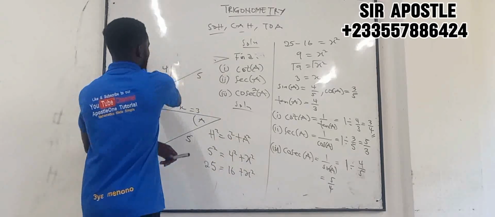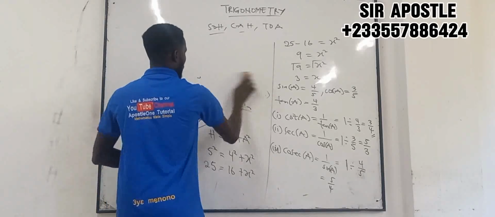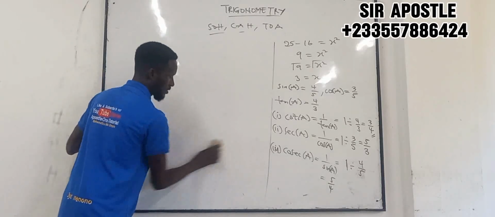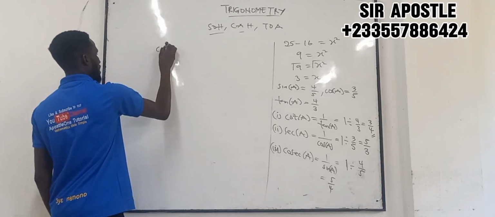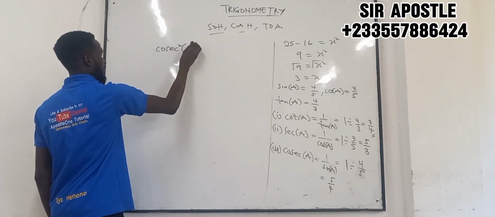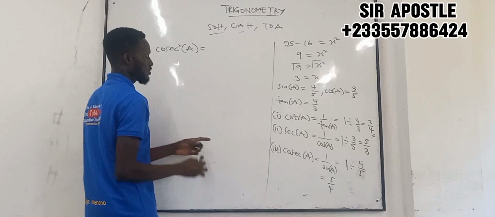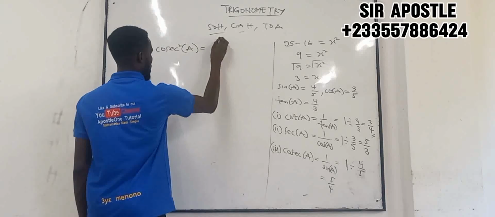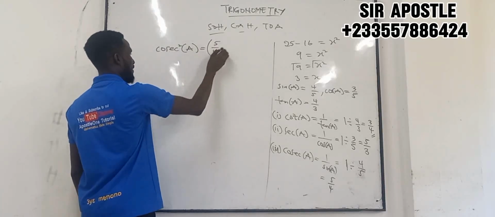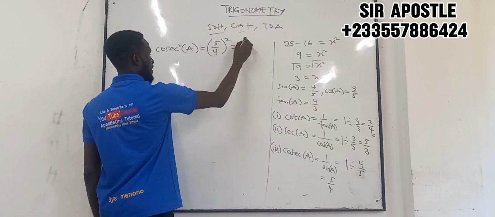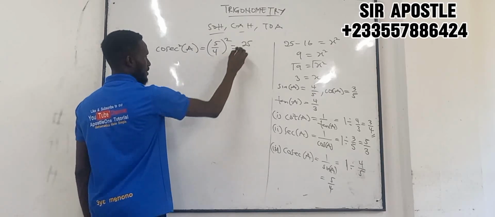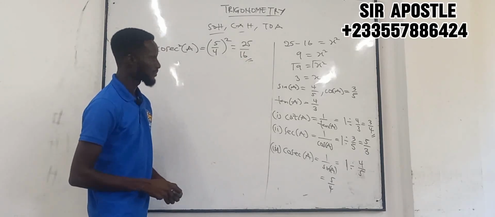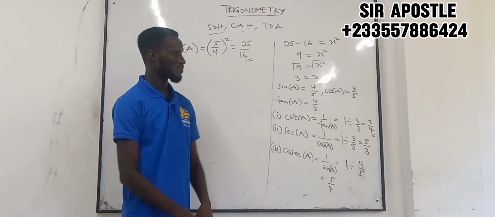So we have cosec squared A, which means that we are supposed to square this one. The cosec A is 5 out of 4, so it is 5 out of 4 squared. What is 5 squared? It is 25. The square will affect the 4 too. 4 squared is 16. So cosec squared is 25 out of 16.